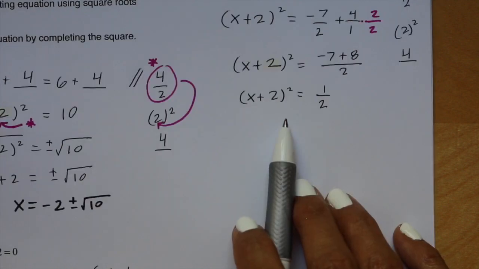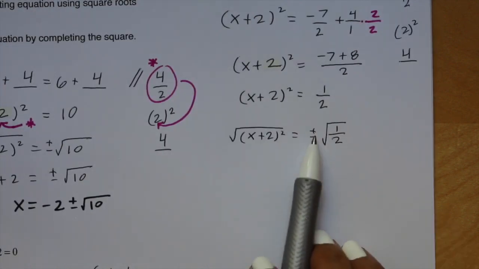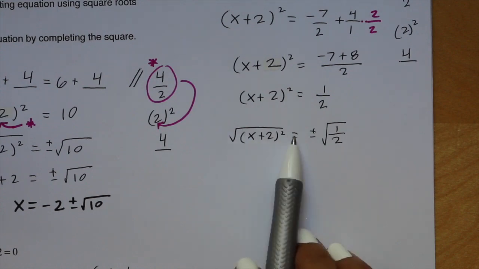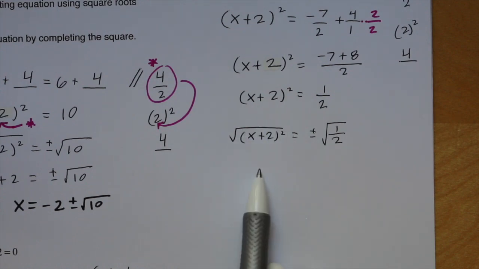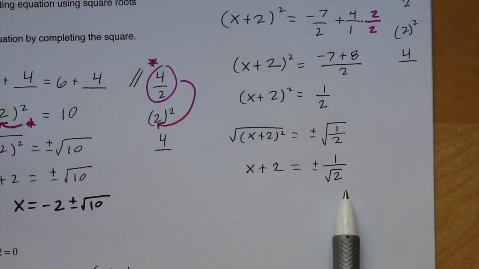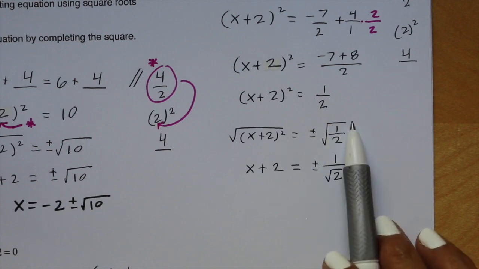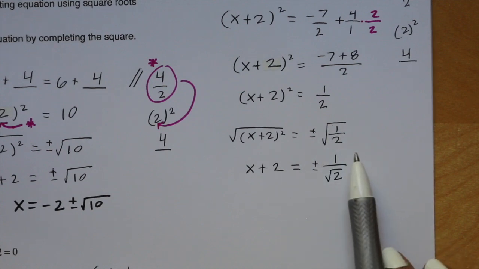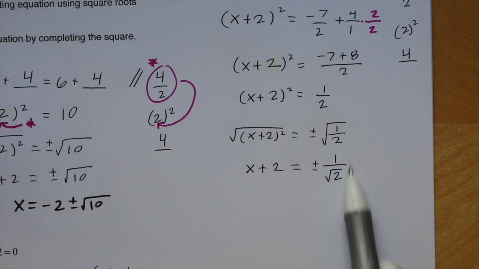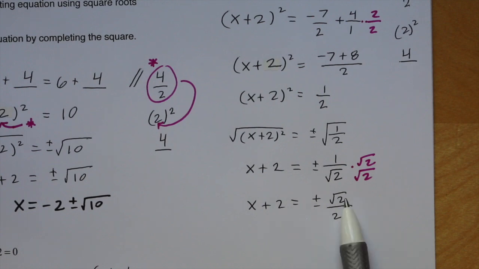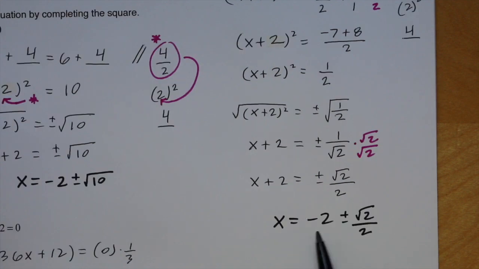Okay, we're ready to take the square root of both sides. Make sure you include your plus or minus. The square root and the square, they cancel out, so you just get x plus 2 on the left. On the right side, you can simplify this as the square root of 1 over the square root of 2. So you just get 1 over root 2. And next, we're going to rationalize the denominator. So I'm going to multiply the top and bottom by root 2. So you end up getting plus or minus the square root of 2 over 2. And then last step, we're going to subtract 2 over. And I'm going to leave the answer like this: -2 plus or minus the square root of 2 over 2.